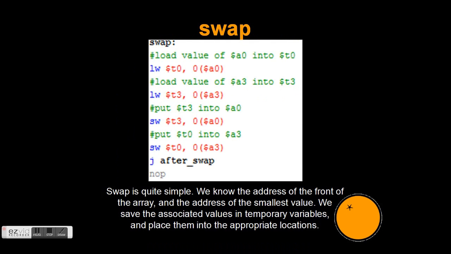Here's the swap, which is really simple, and we know the address of the front of the array and the address of the smallest value. We save the associated values in temporary variables and place them in the appropriate locations.